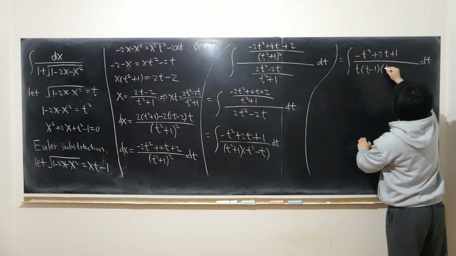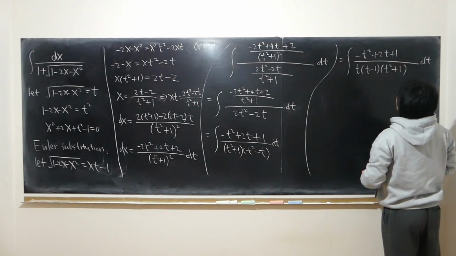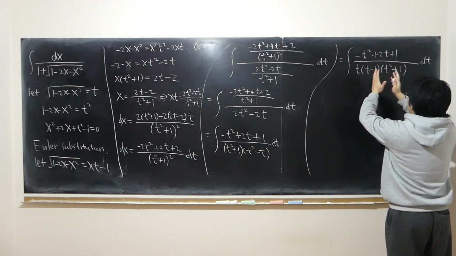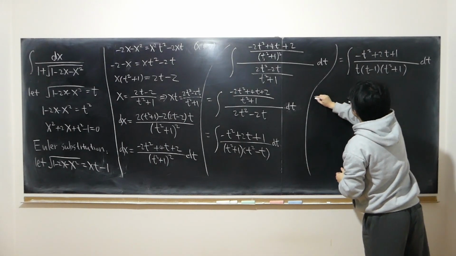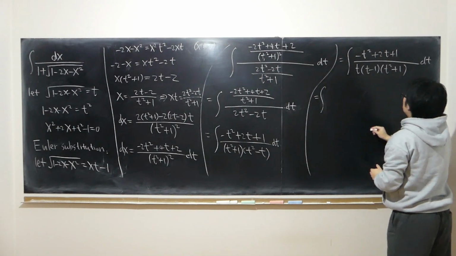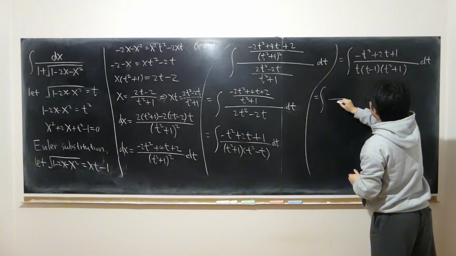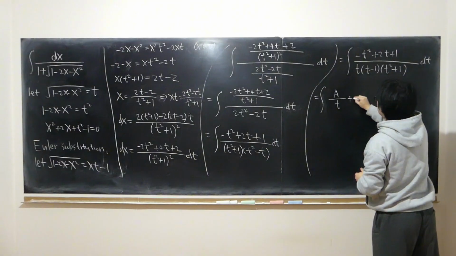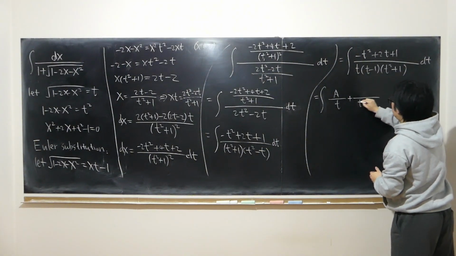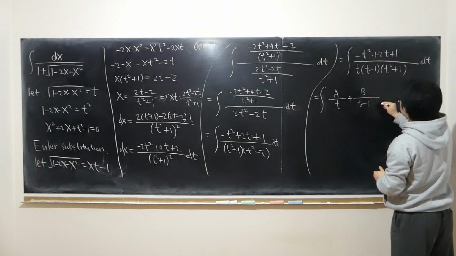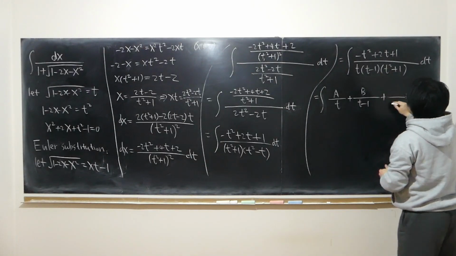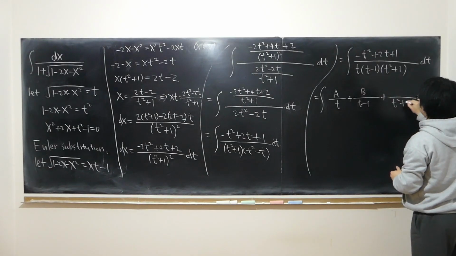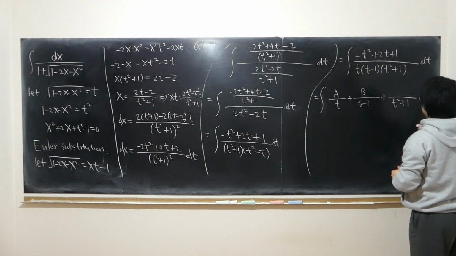Then t squared plus 1. Right? So all we have to do is split them into 3 terms. So the first term I have a over t, some constant, plus b over t minus 1, plus something over t squared plus 1.